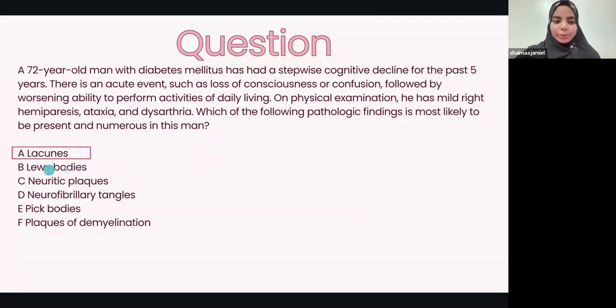So Lewy bodies will be in either Parkinson's or dementia with Lewy bodies. Neuritic plaques and neurofibrillary tangles are both in Alzheimer's. So that's why it really can't be Alzheimer's, because both answers are here. So which one would you choose, unless you're planning to appeal the question? Pick bodies is the frontotemporal dementia, which presents with the behavioral changes first, not memory. And then plaques of demyelination would be like multiple sclerosis, which really these are not symptoms of multiple sclerosis. So yeah, it's a bit of a trick question. This was vascular dementia and not Alzheimer's.